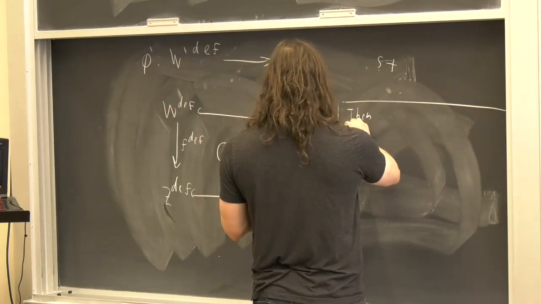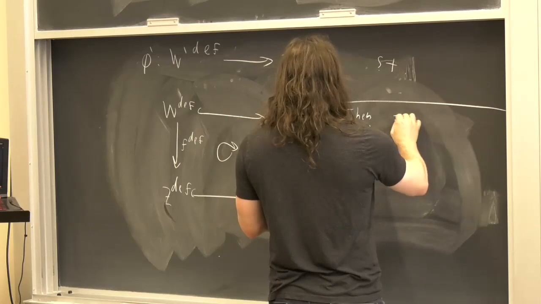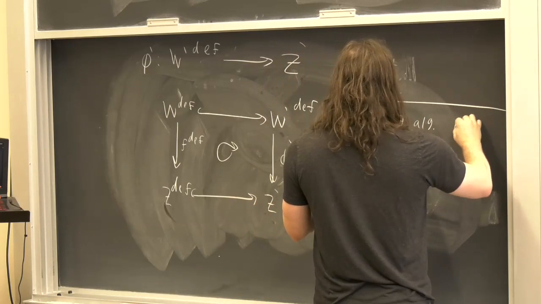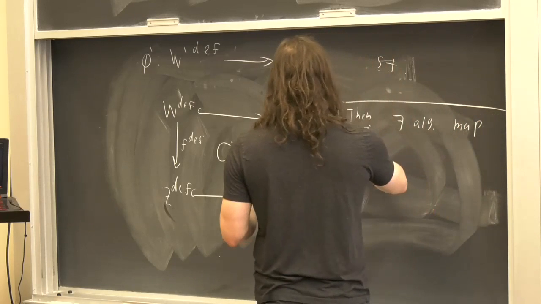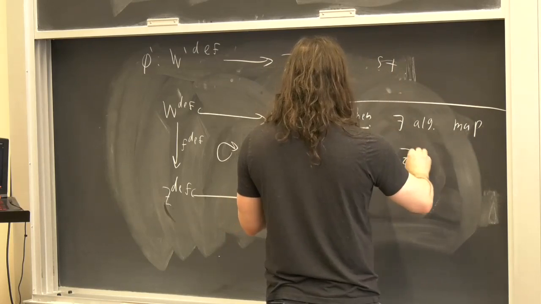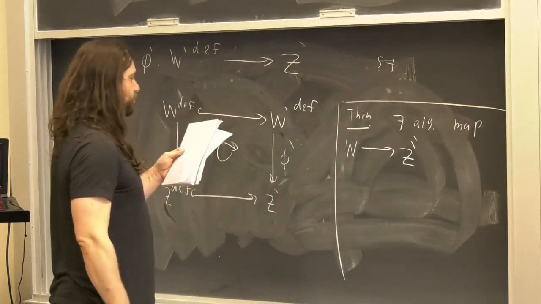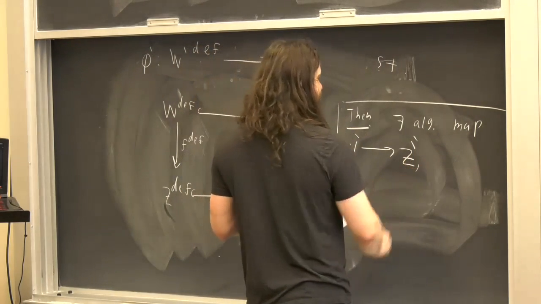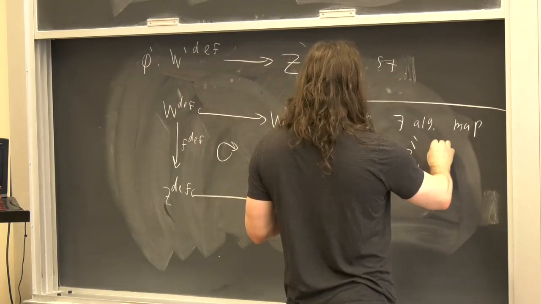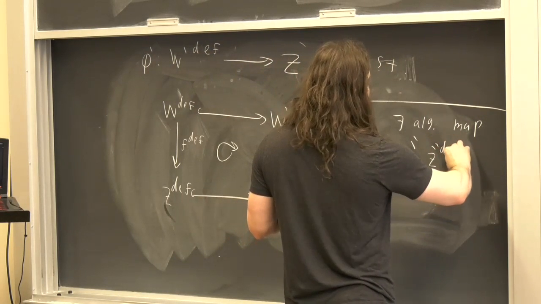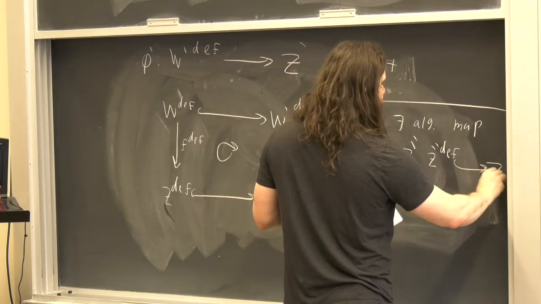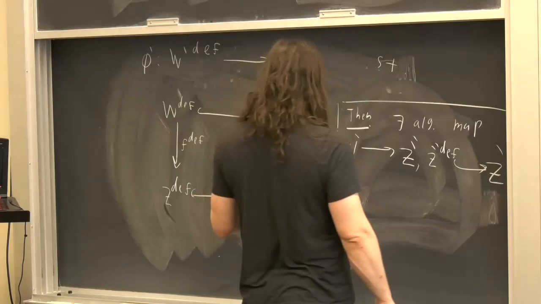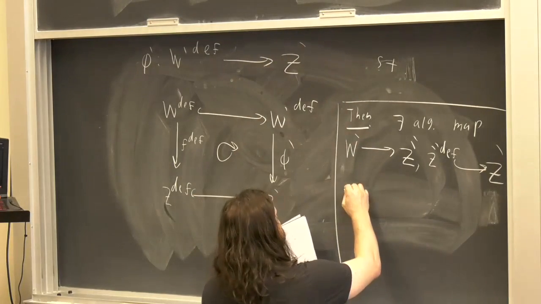Then there exists some algebraic map W prime to Z double prime, and a map from the definabilization of Z double prime into Z prime, such that we have the following diagrams.